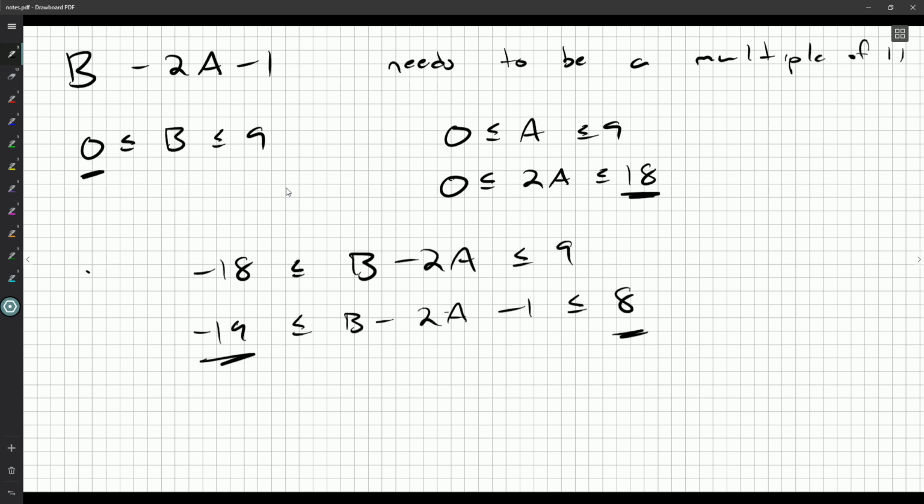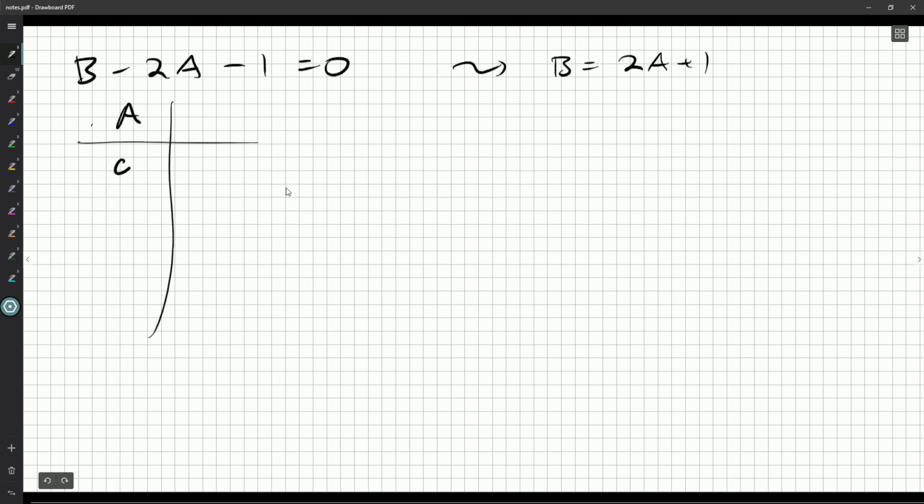Okay? What multiples of 11 are in there? Well, negative 11, 0, and that's it. So we've got two different cases. If B minus 2A minus 1 is 0, then B is 2A plus 1. As I said already, A is a single digit. And we're not going to need to finish this thing off, but 2A plus 1, is that going to be a single digit? Because B has to be a single digit as well.